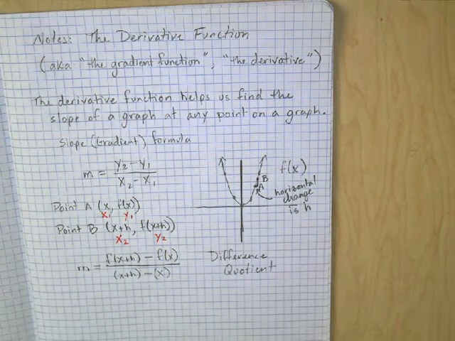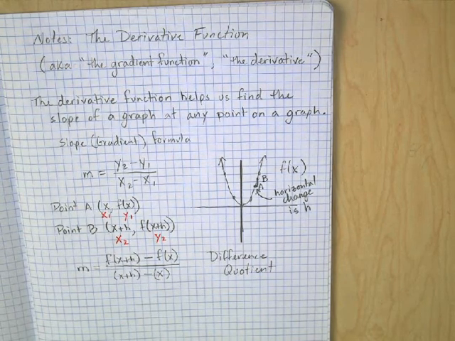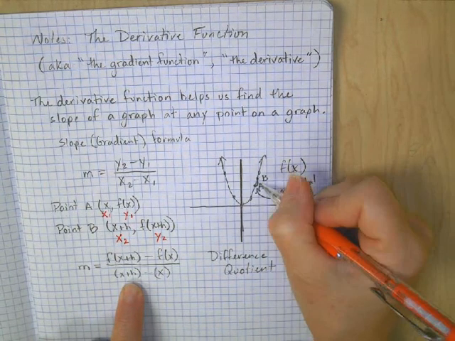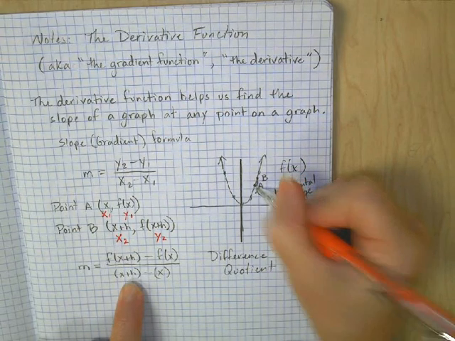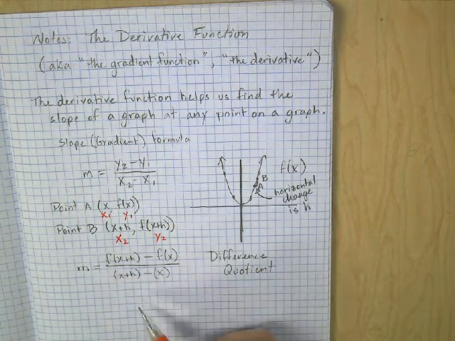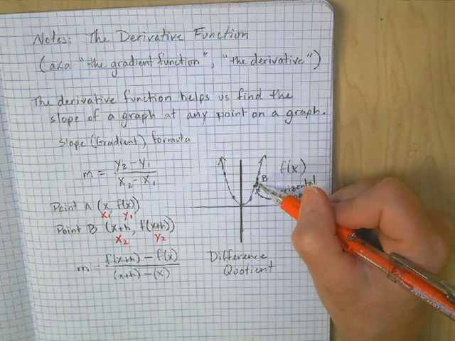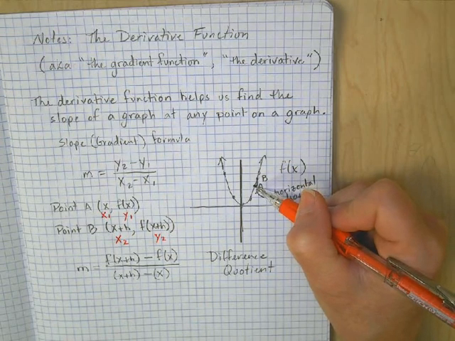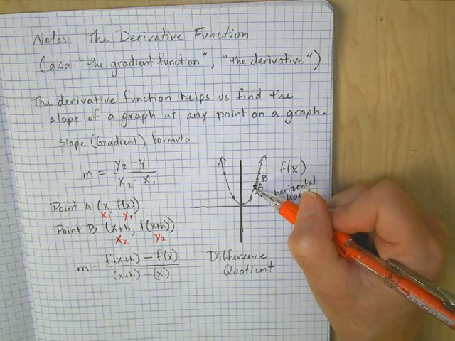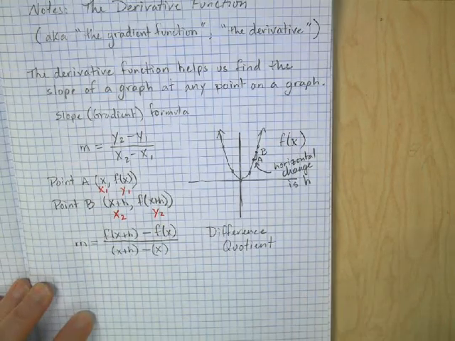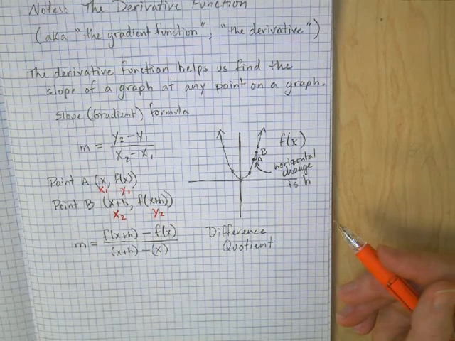But I'm really interested in figuring out what happens here as h gets smaller and smaller and smaller, as B gets closer and closer to A. So I want to know what happens to this equation as h goes to 0. So I want to know what happens as B gets closer and closer to point A, as it's approaching point A. So what are we talking about? We're talking about a limit. So the actual derivative function is a limit.